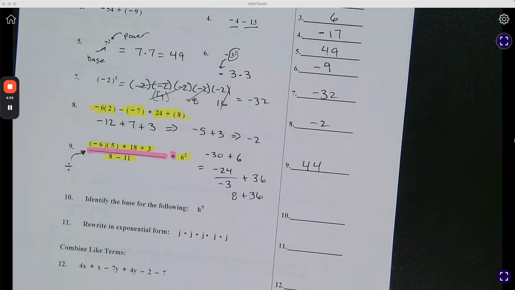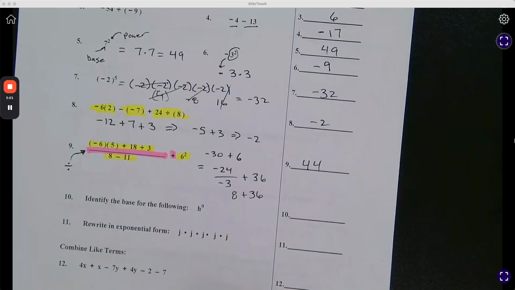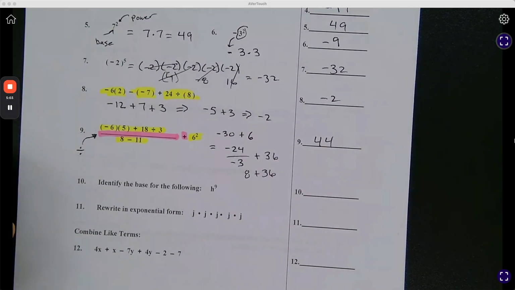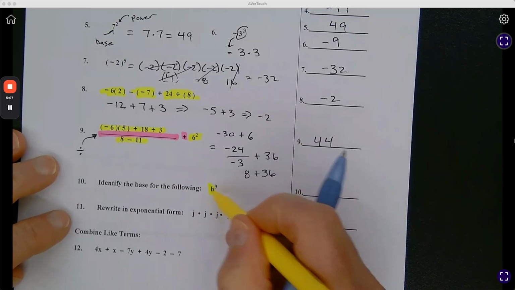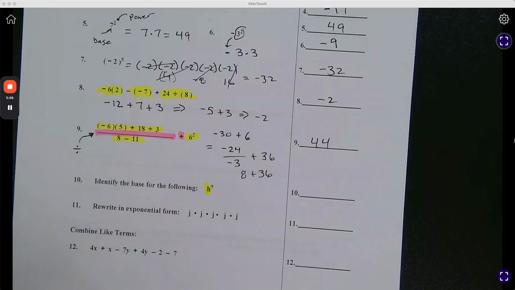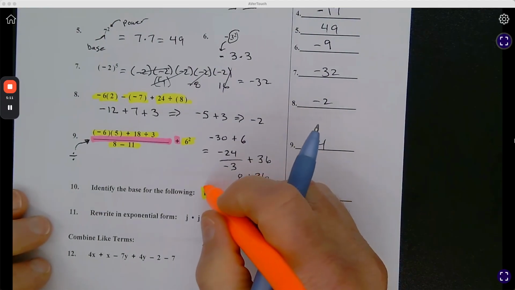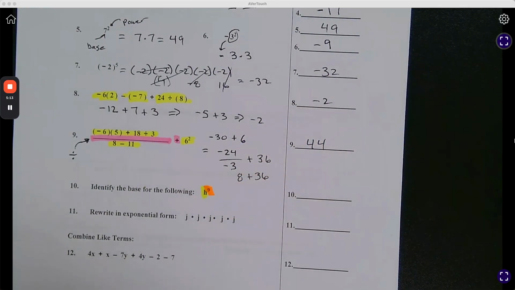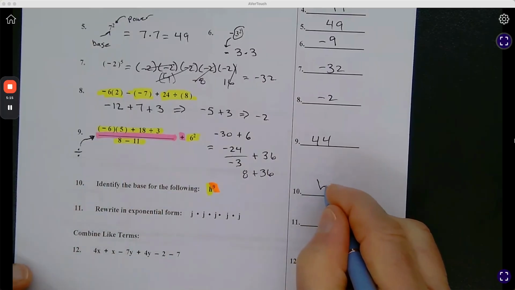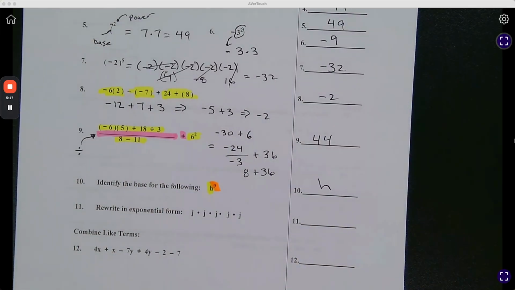All right, identify the base for the following, kiddos. Remember, when we're dealing with exponent form or exponential form, we have a base and we have an exponent. So identify the base. The base is h. The exponent would be 9.